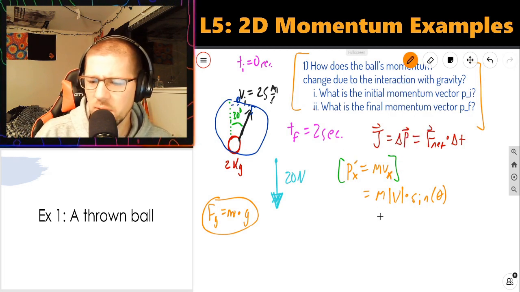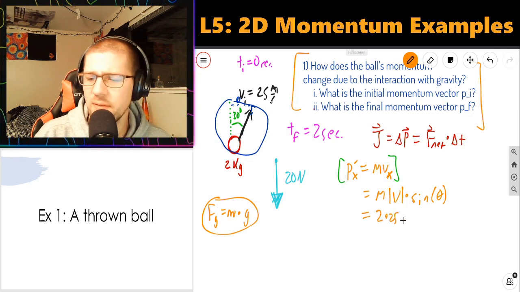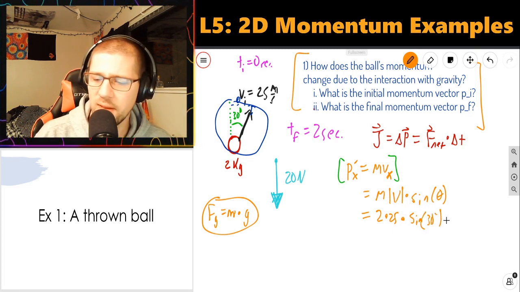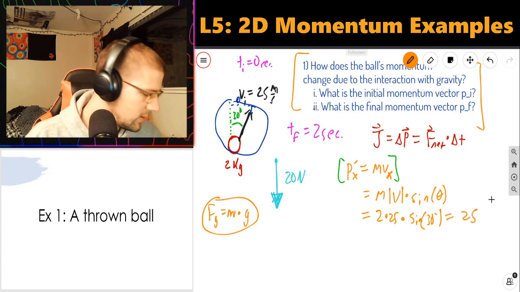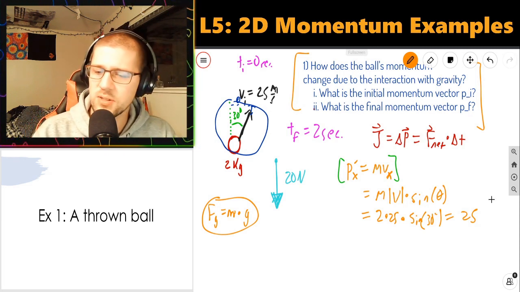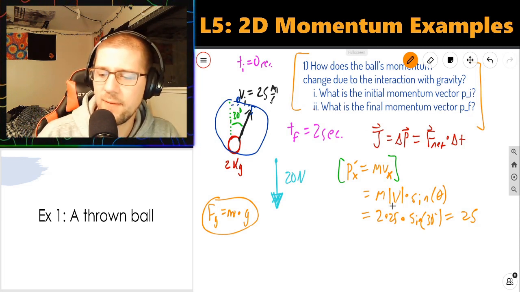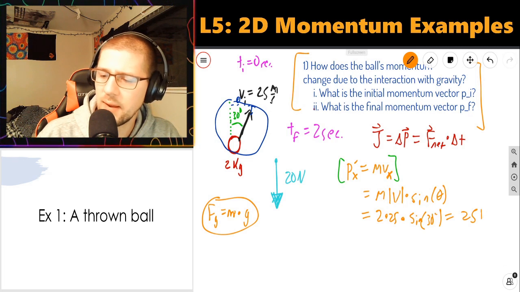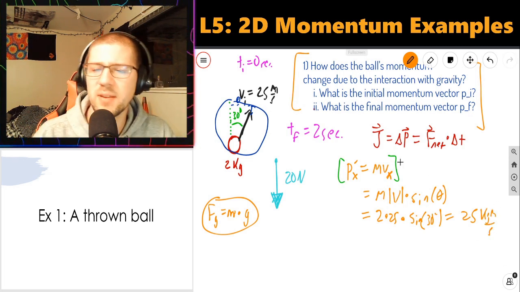Okay, let's do that. So do I remember my unit circle or not? This is going to be 2 times 25 times sine of 30. And sine of 30 degrees, I think, is 1/2. Let's double check myself though. Yeah, it's half. We're good. So the 2 cancels with a half, and I end up with 25 kilogram meters per second. All right, that's the x component of momentum.